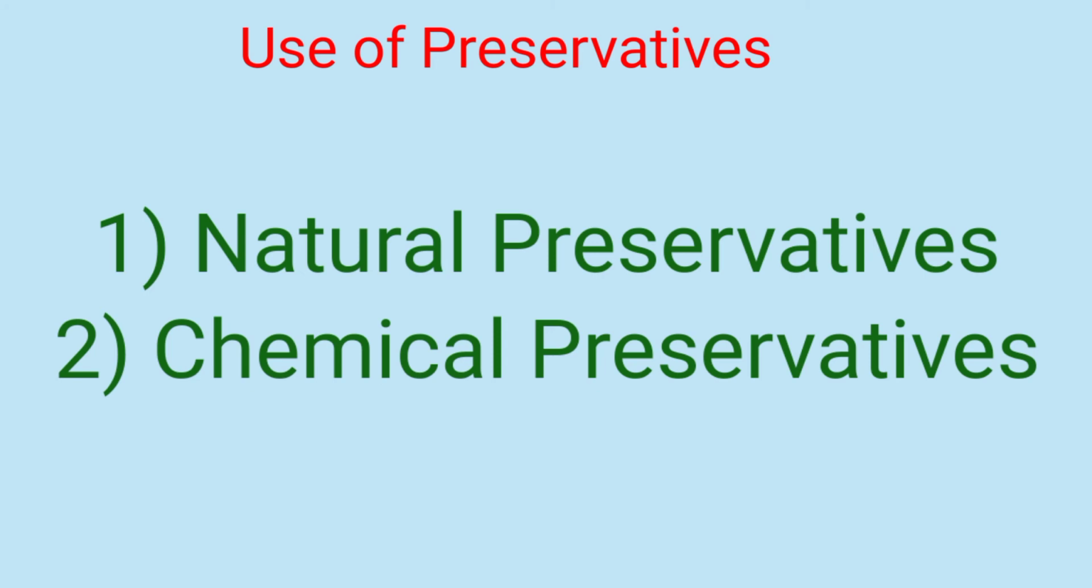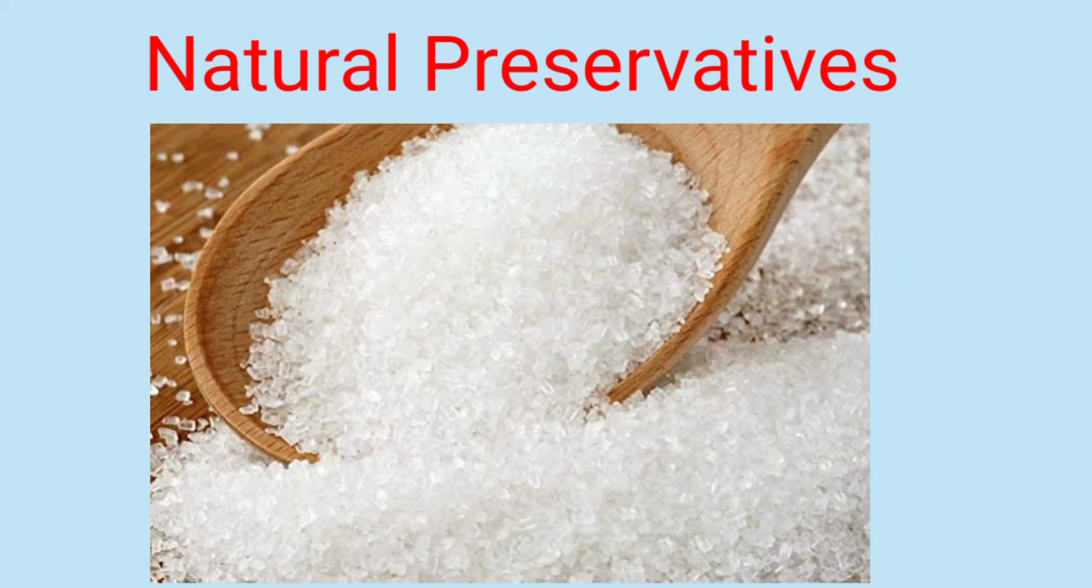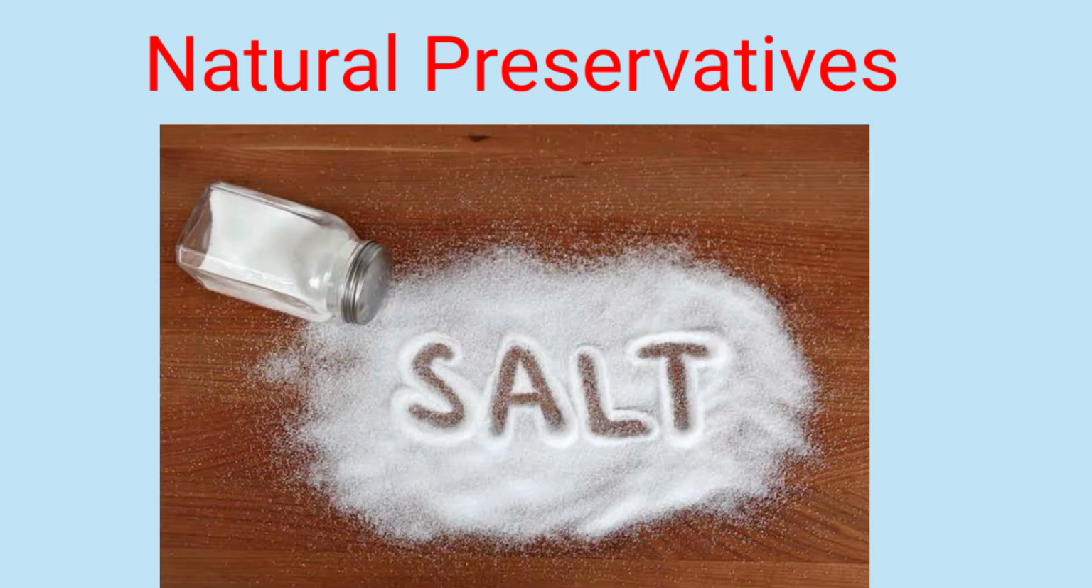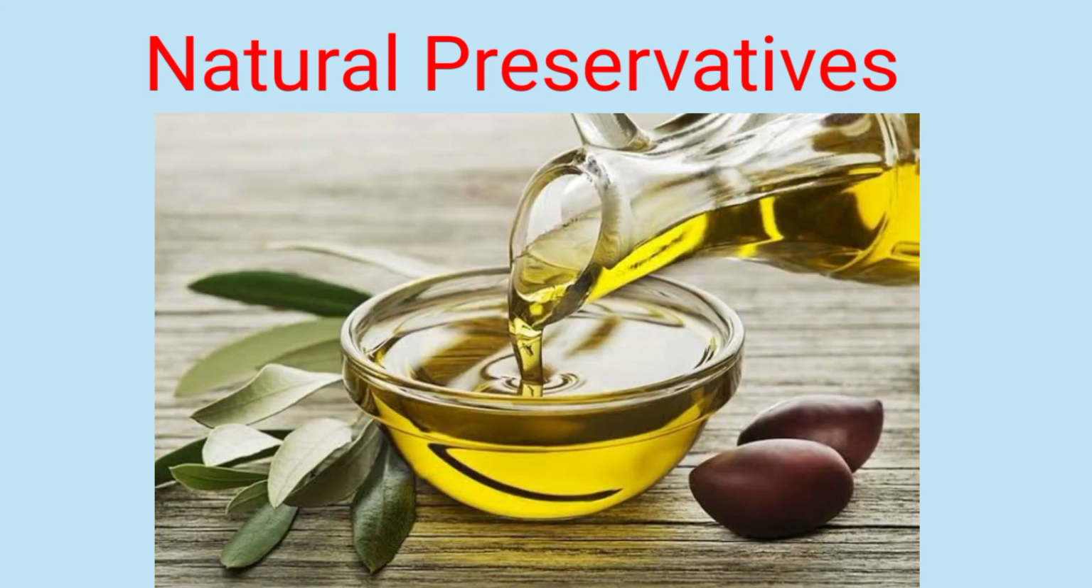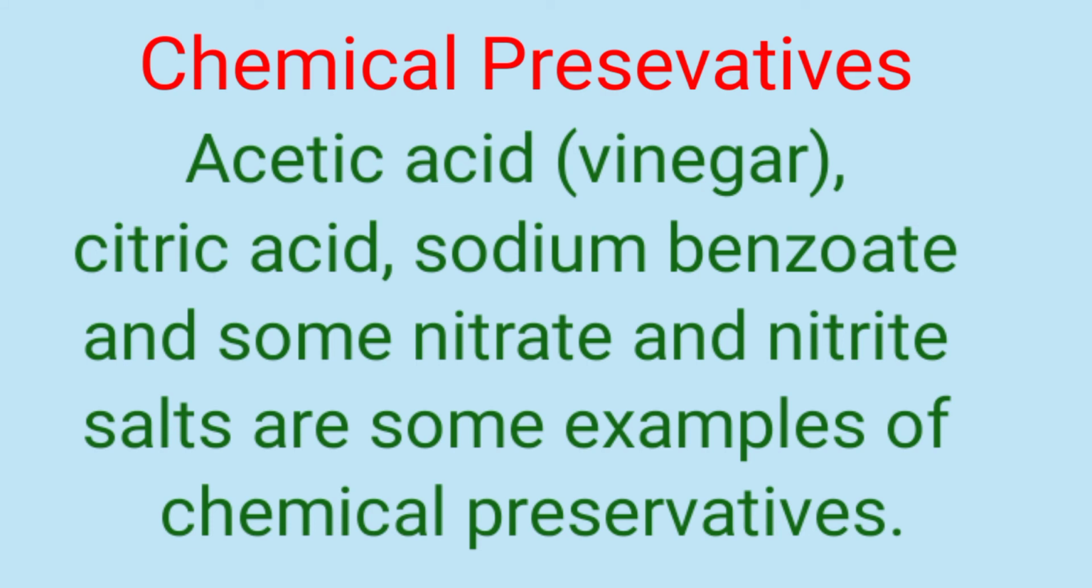So first is the natural preservatives. We use these preservatives at home, like salt, sugar and oil. These preservatives we use to preserve the food items for many days, and these substances are easily available in our kitchen. So these are the natural preservatives.